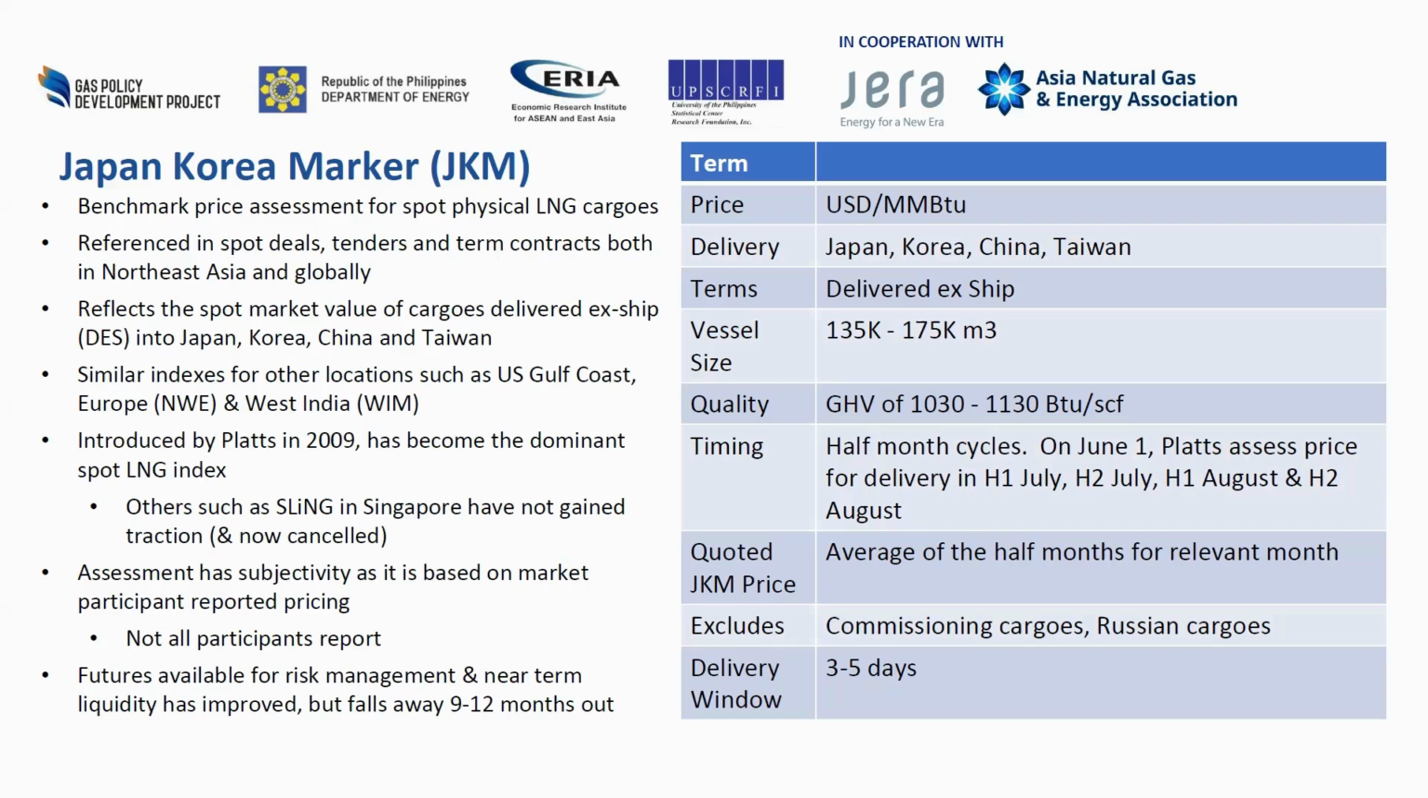But it's actually the spot price for any cargo delivered into Japan, Korea, China, or Taiwan. You can see there are certain restrictions on aspects of the cargo that can be considered, how big it is, what quality it is, that sort of thing. And it excludes some cargoes, like Russian cargoes, don't go into it. It was introduced by Platts in 2009.